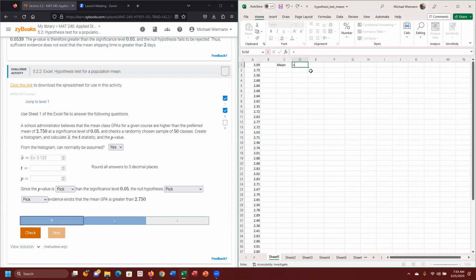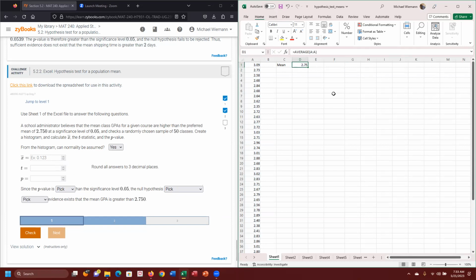I'm going to come over here, do an equals, do an average. That's going to get me the average from anything inside of column A, because I need to use all of the values that are inside of column A there. Easiest way to do that, if you do an A colon A, that is going to pull all of the values that come from column A in that instance. We now have the mean as 2.75.